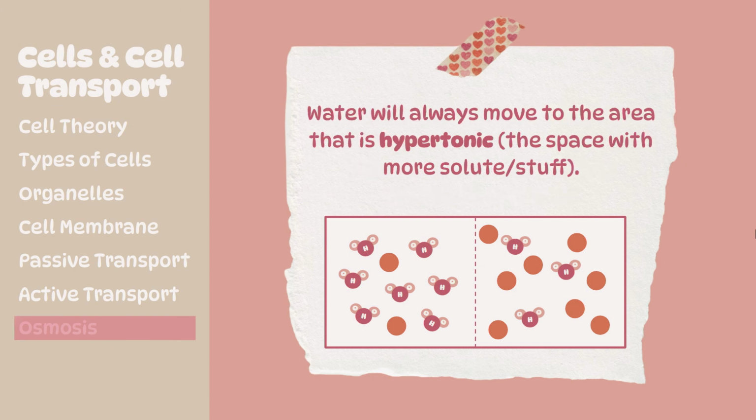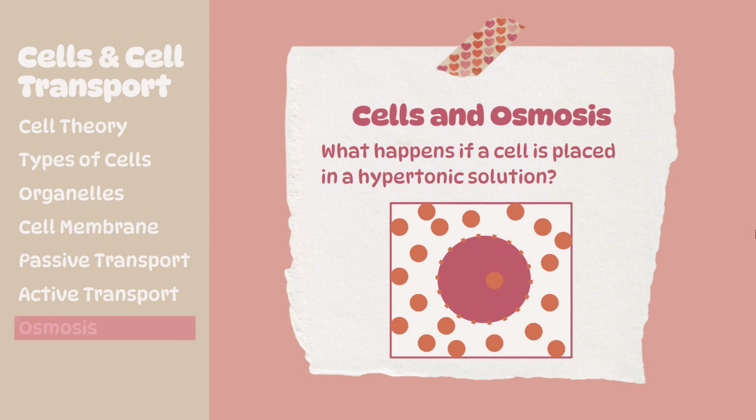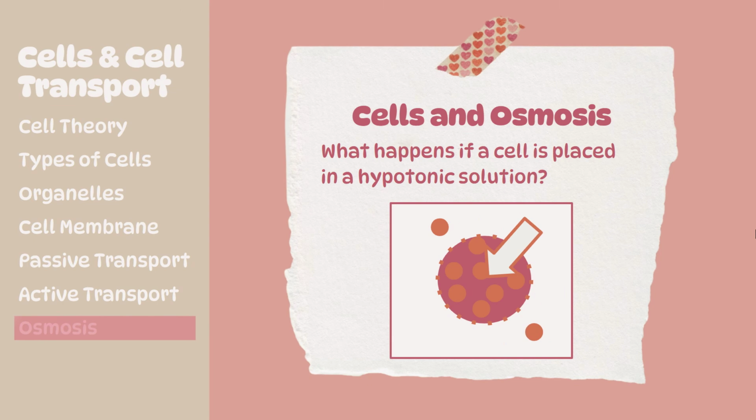Water will always move to the area that is hypertonic, the space with more stuff. So in this diagram, the water is going to move to the right because that's where there's more solute. It's trying to dilute that higher concentration of stuff. What happens if a cell is placed in a hypertonic solution? The water is going to leave the cell, and the cell is going to shrivel up. What happens if a cell is placed in a hypotonic solution? The water is going to go into the cell, and the cell is going to swell.